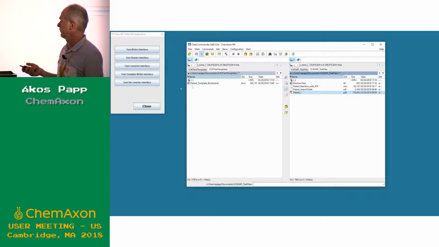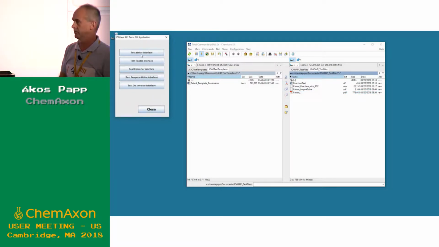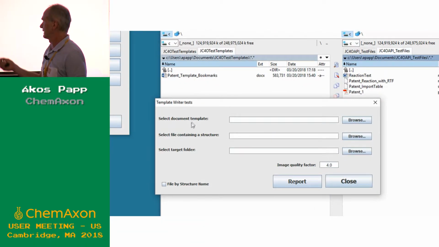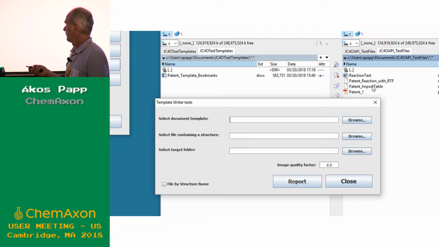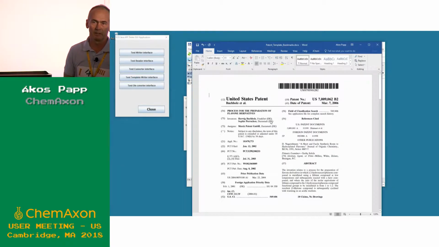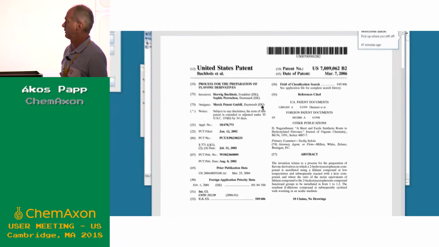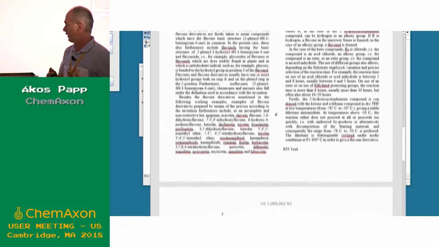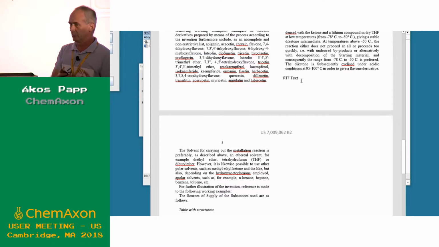So in the first step, I will load the reaction with a property, including the RTF data, using the template writer interface. Okay. So what this test application does is simply, I can select a document template. As you can see, I prepared a template originally. You can imagine that a manager or an administrator prepared this document beforehand for a project. And then everything can be loaded into these templates automatically.